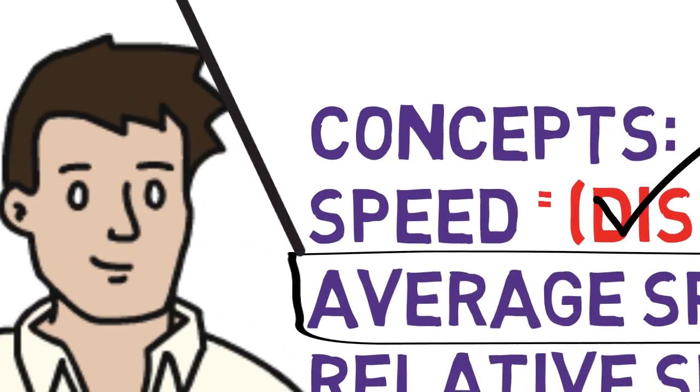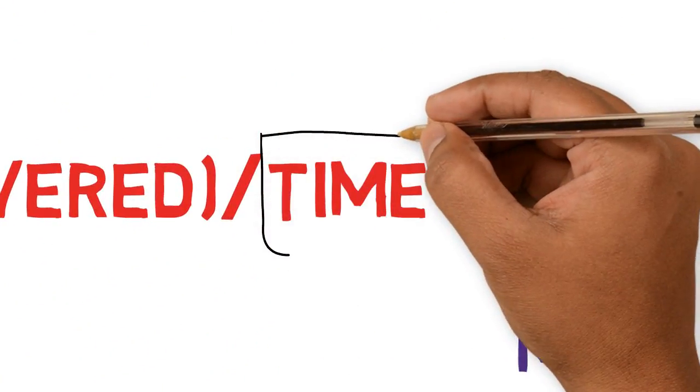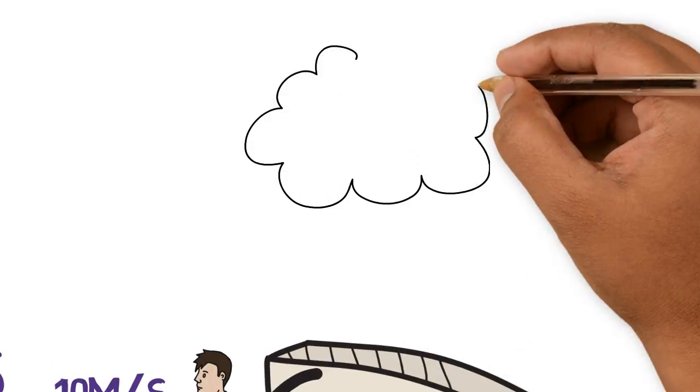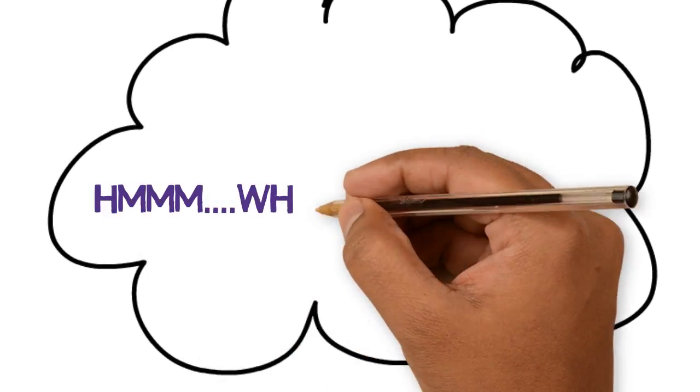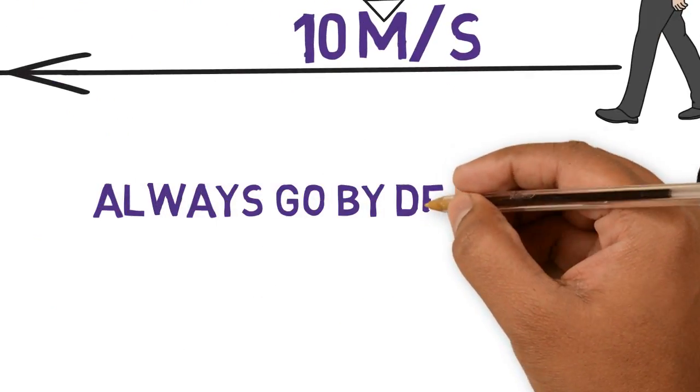Your distance and speed as per the calculations are the same, so your time needs to be the same as per the definition of speed, but it is not so. What is wrong then? The wrong thing is that in the first place we didn't go by definition.